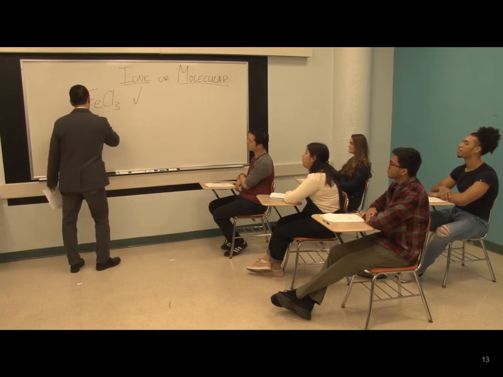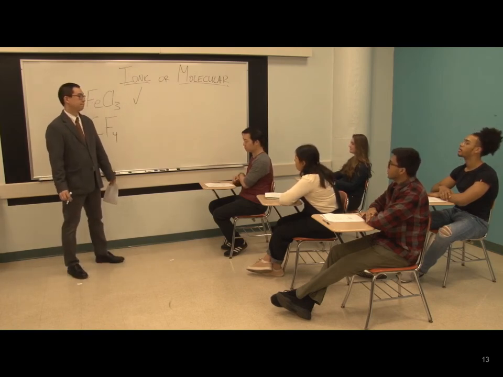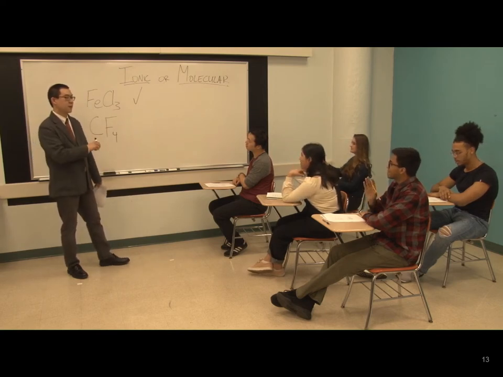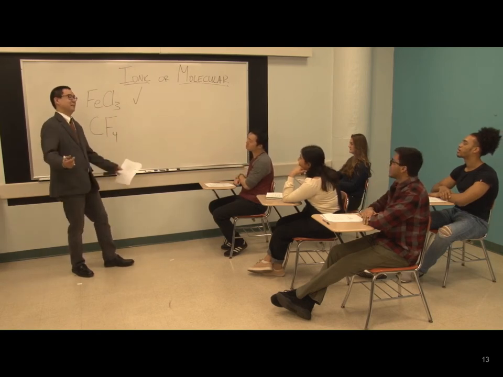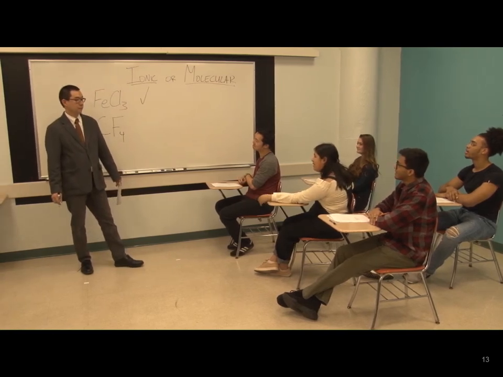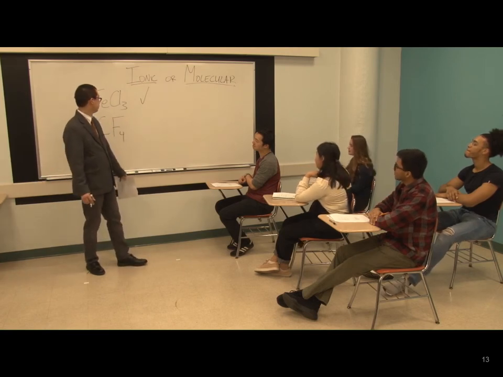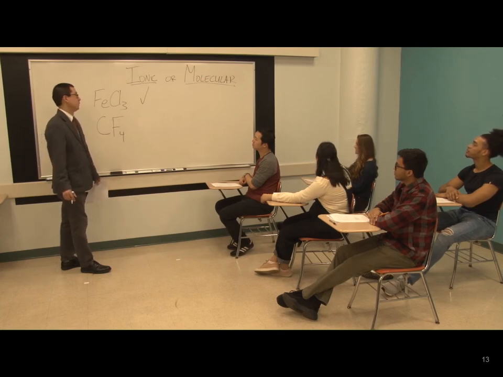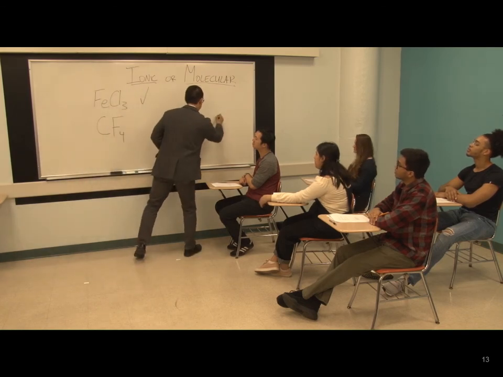Good. So let's try this one, CF4. Molecular? Who thinks it's ionic? Okay, why do you think it's ionic? I think carbon is a metal. Okay, so what do you think, Tessa? I think it's molecular because carbon and fluorine are both found in the non-metal section of the periodic table. So they're both non-metals. Right, so non-metal, non-metal. So CF4 is going to be molecular.